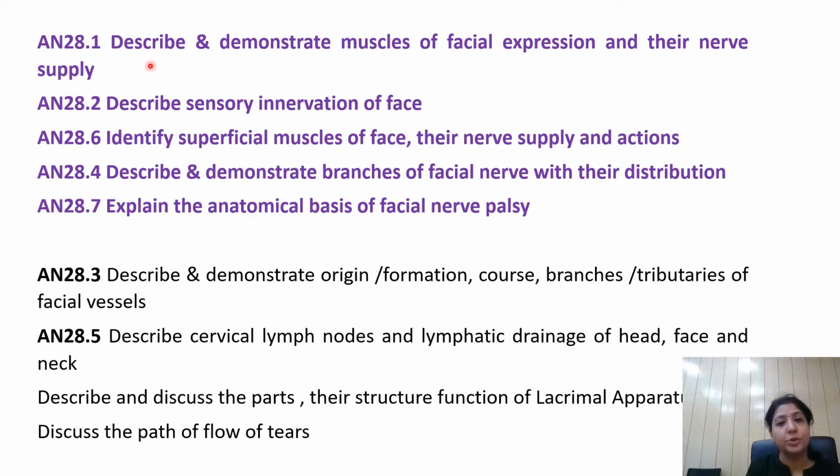The competencies which we will cover are: describe and demonstrate muscles of facial expression and their nerve supply, describe the sensory innervation of the face, identify the superficial muscles of the face, their nerve supply and actions, describe and demonstrate branches of the facial nerve with their distribution, and explain the anatomical basis of facial nerve palsy. This lecture I'll be taking in 2 parts, so these are the first set of competencies which I'll be covering in this particular lecture. The next set will be for the next lecture.